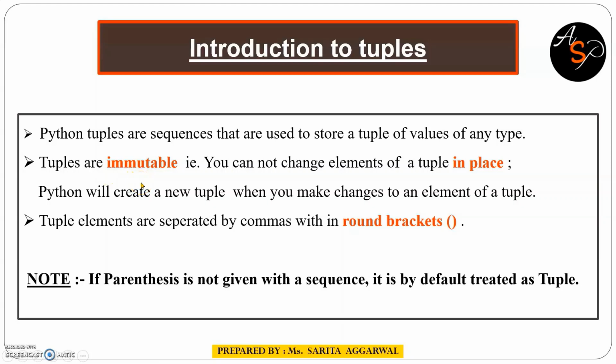Immutable is non-modifiable. That is, you can't change the elements of a tuple in place. In place means same memory locations. We can't change the elements of a tuple in the same memory locations. When we make changes to an element of a tuple, then Python will create a new tuple.